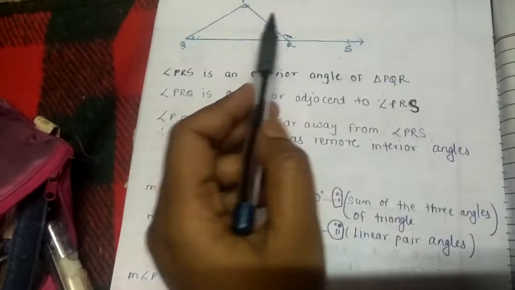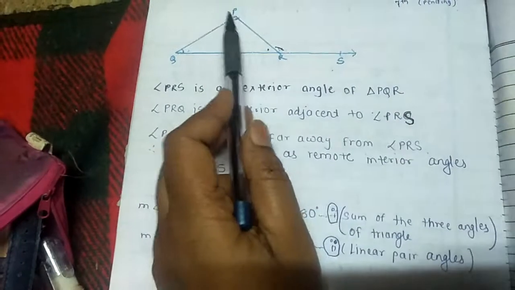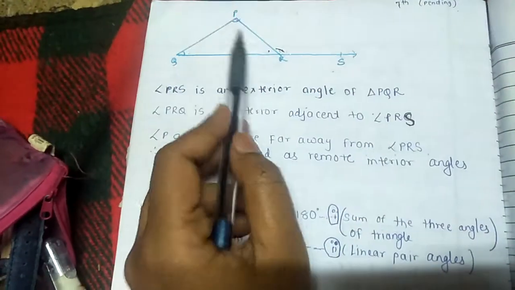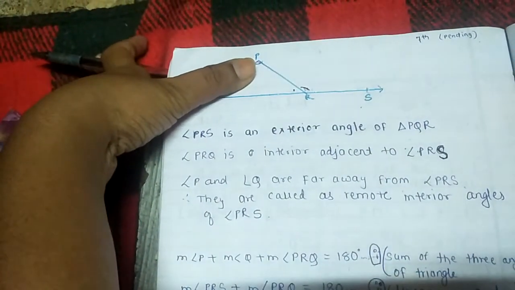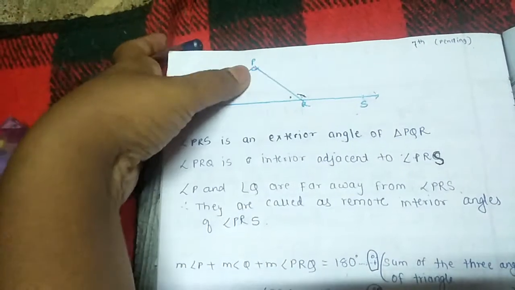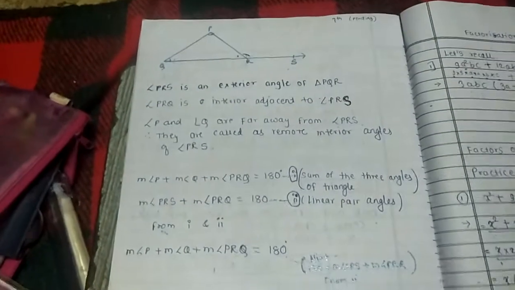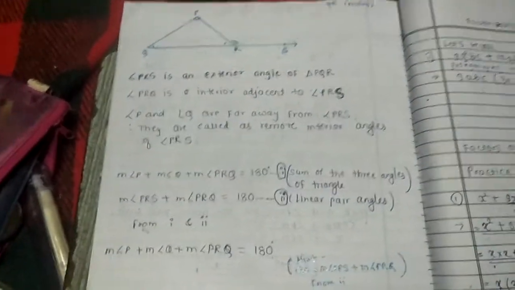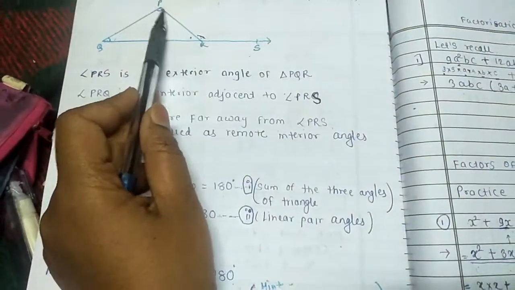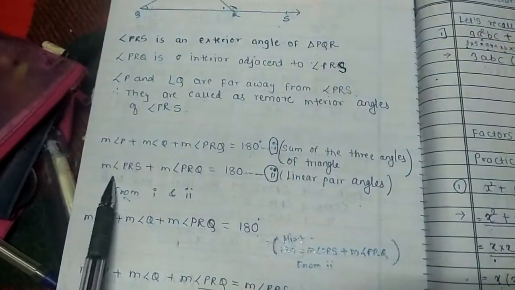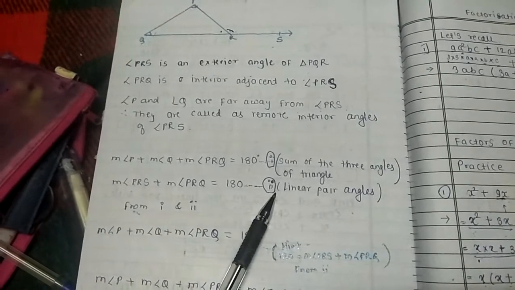But now see, this is the straight line QS. On this straight line, angle PRS and angle PRQ are formed on the same ray, that is PR. If we think only about this line, these two angles are nothing but linear pair angles. We know the property that linear pair angles are supplementary, and supplementary means their addition is equal to 180. It means angle PRS plus angle PRQ is equal to 180. So the measure of angle PRS plus the measure of angle PRQ is equal to 180. This we call equation number 2.